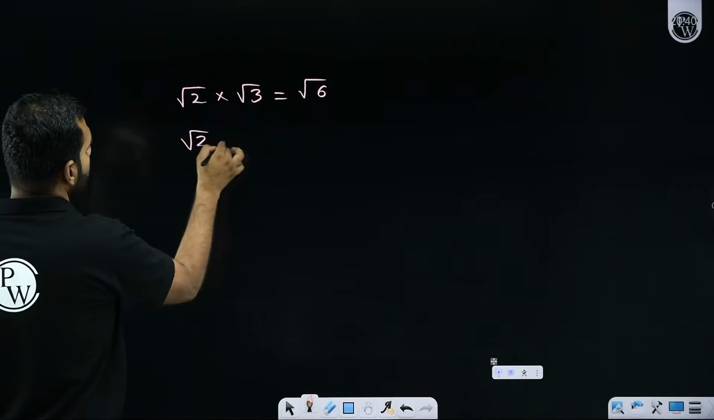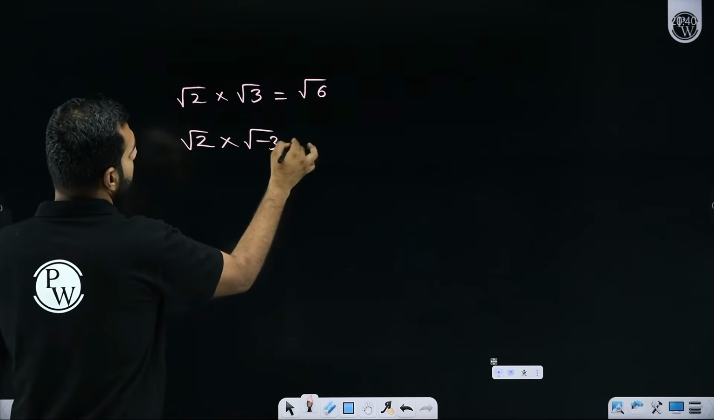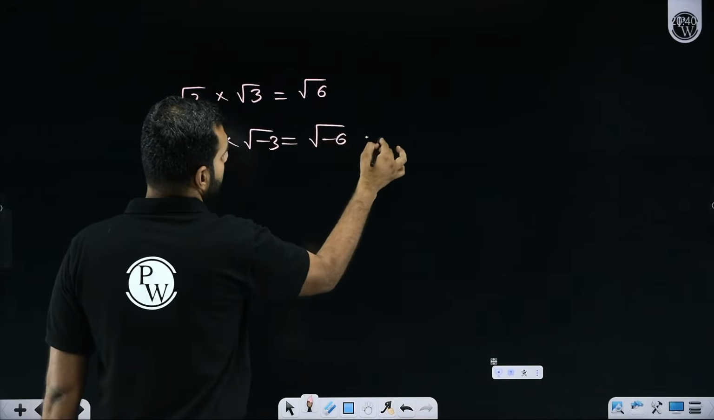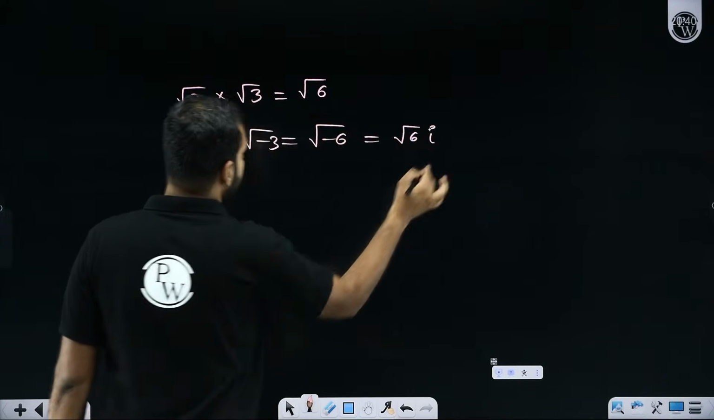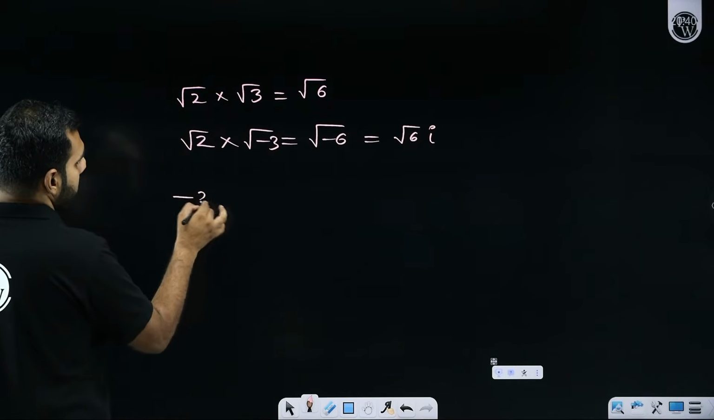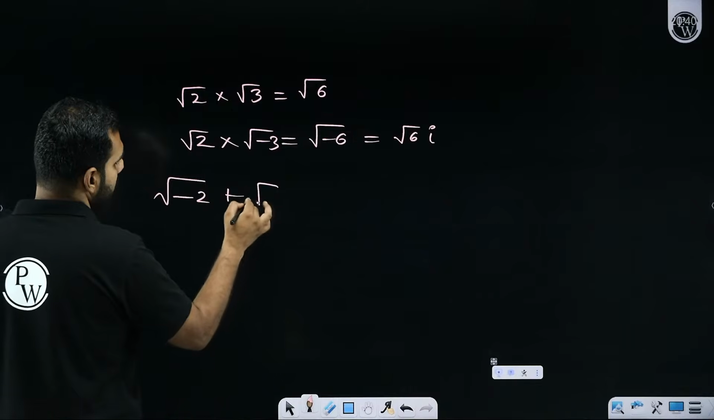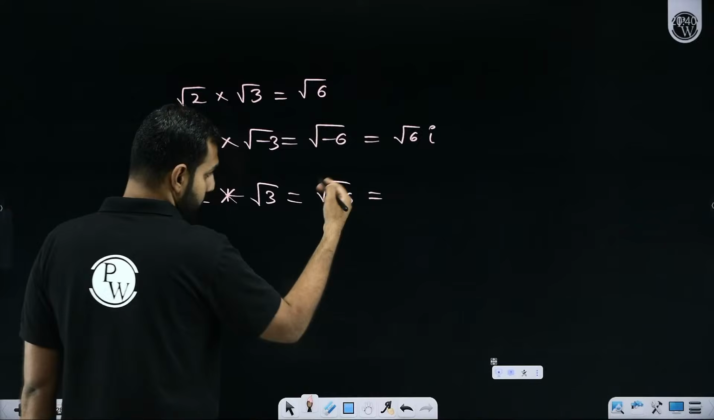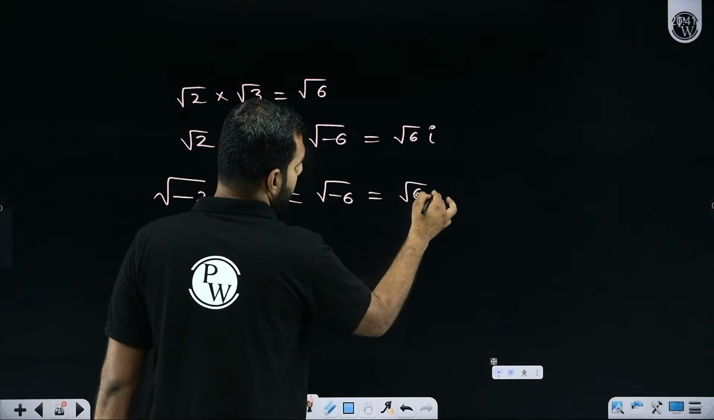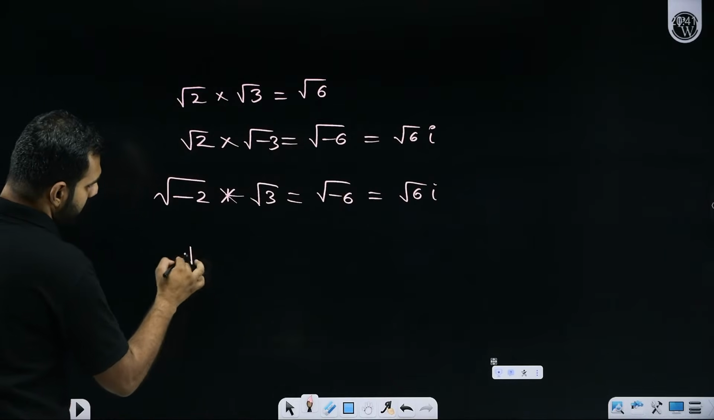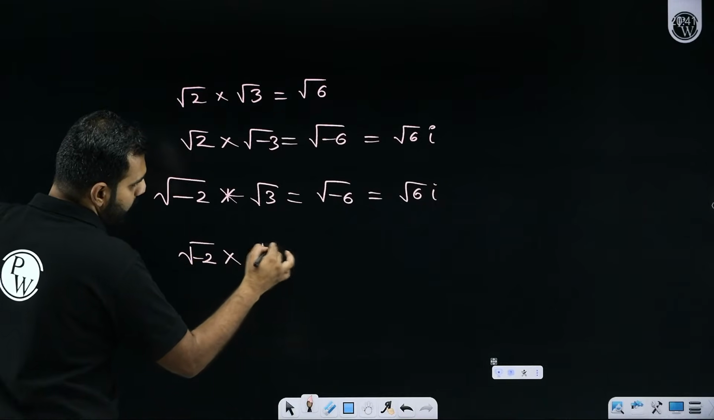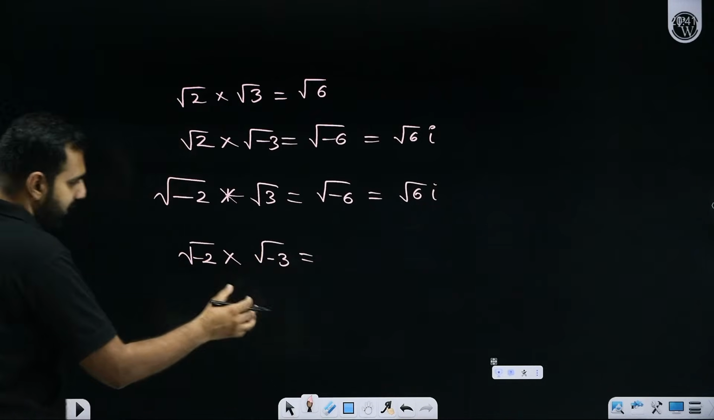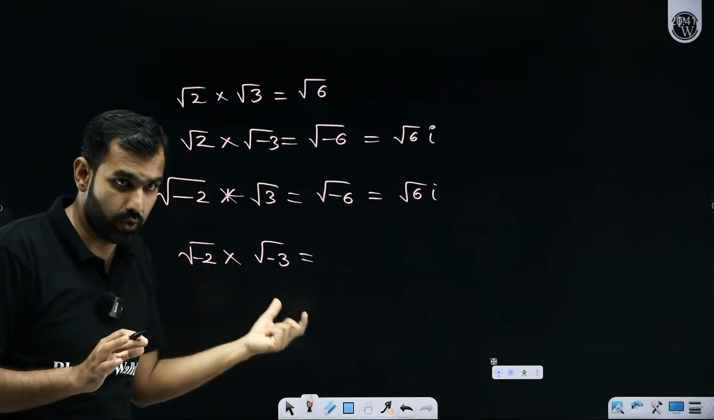If I am given root 2 into minus root 3, I can write it as minus root 6, which is of course root 6 iota. If I am given minus root 2 into root 3, then also I can do this, minus root 6, which is again root 6 iota. But if I am given under root over minus 2 into under root over minus 3, then the way we were doing it was wrong.